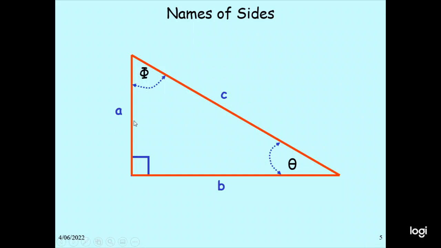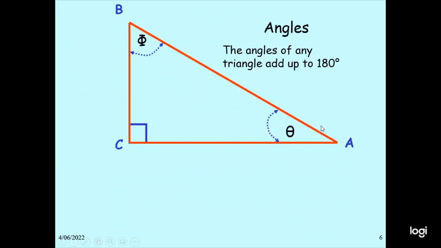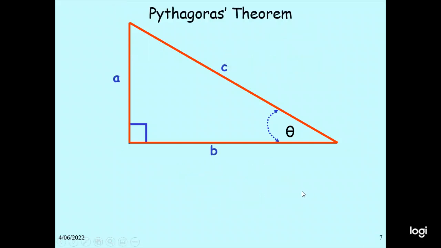So this is a, b, c. You can see the angle theta, angle phi. This one is the hypotenuse. This is the opposite side. This is the adjacent side. So angles in a triangle add up to 180 degrees. So angle A plus angle B plus angle C is 180, and phi plus theta is 90 degrees. So by the Pythagoras theorem.